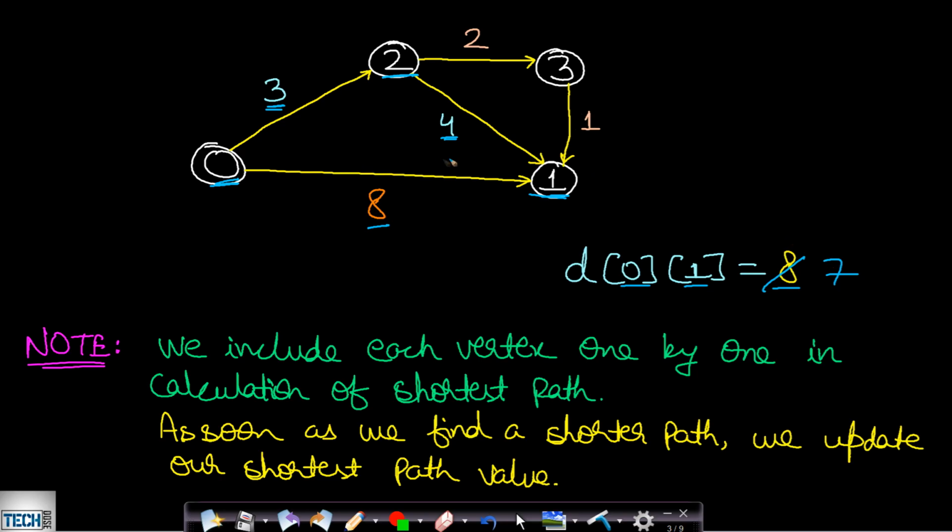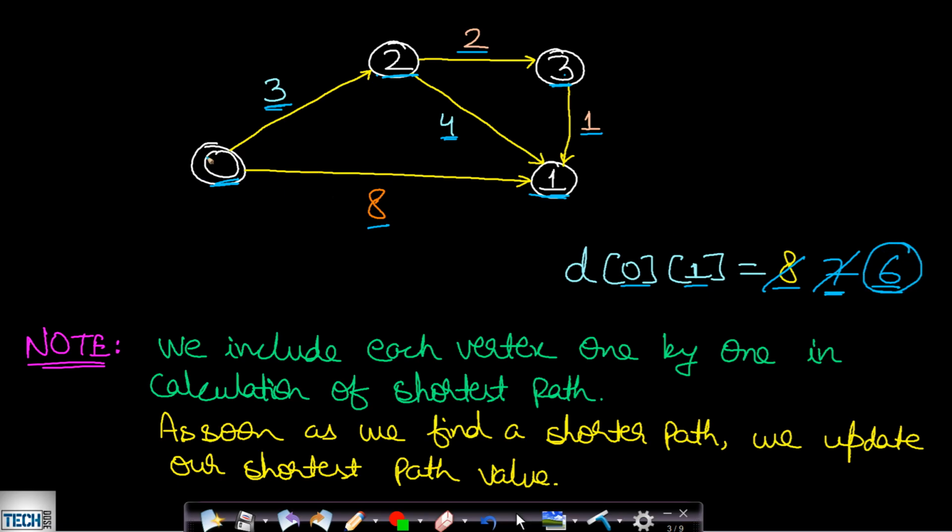Now let us include the other vertex, which is 3. If we include 3, let us find out if there is any path which will lower our cost. There is another path from 0 to 2, from 2 to 3 and from 3 to 1. The total cost is 3 plus 2 plus 1, which is 6. Since 6 is lower than the already known cost of 7, we replace it with 6. There are no other vertices to include, so after including all the vertices one by one, we have the shortest cost from 0 to 1.